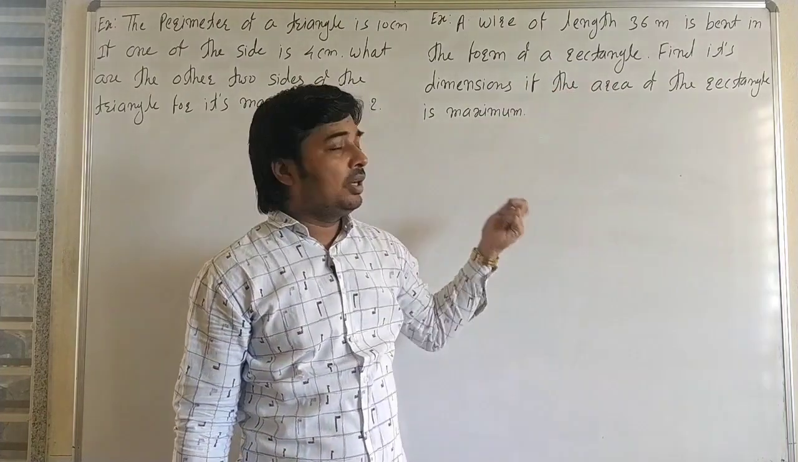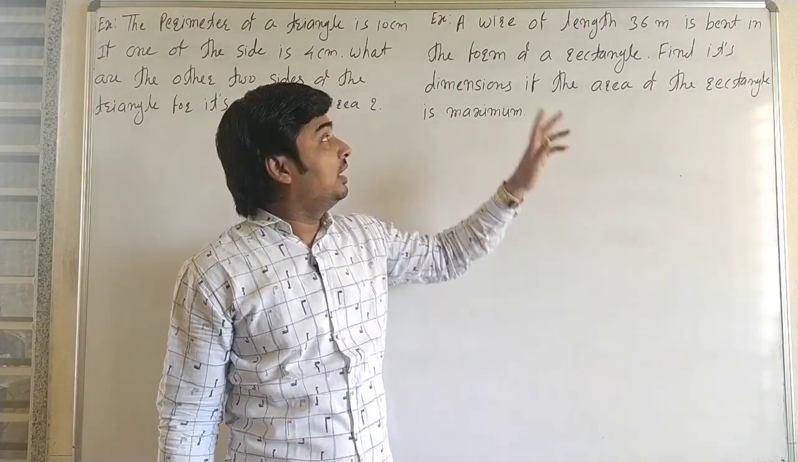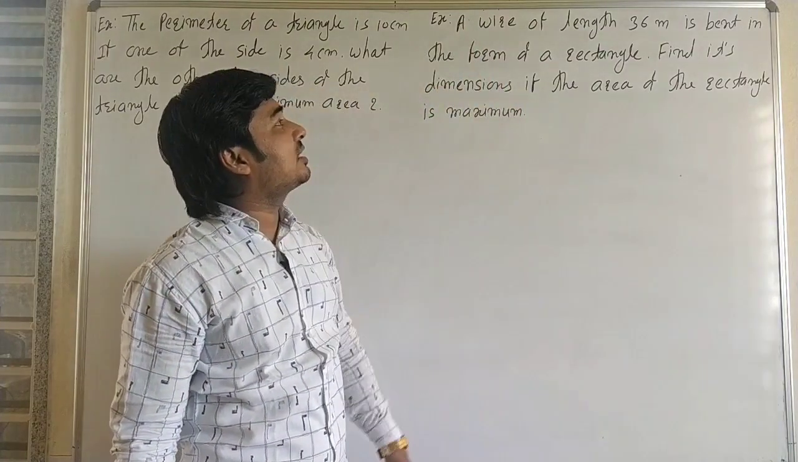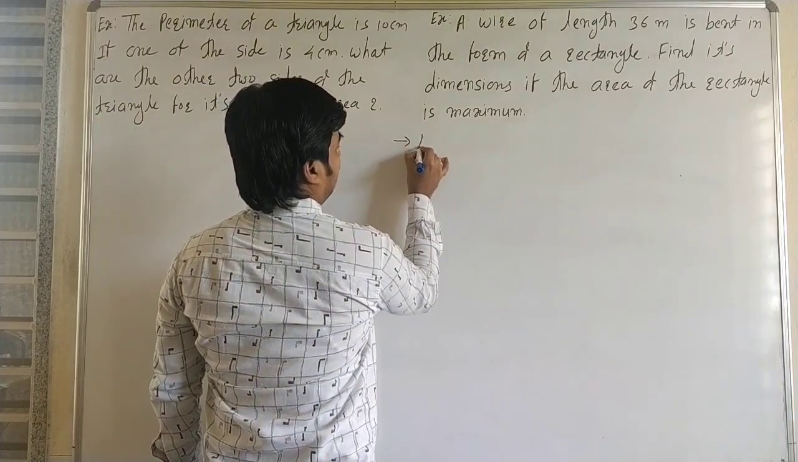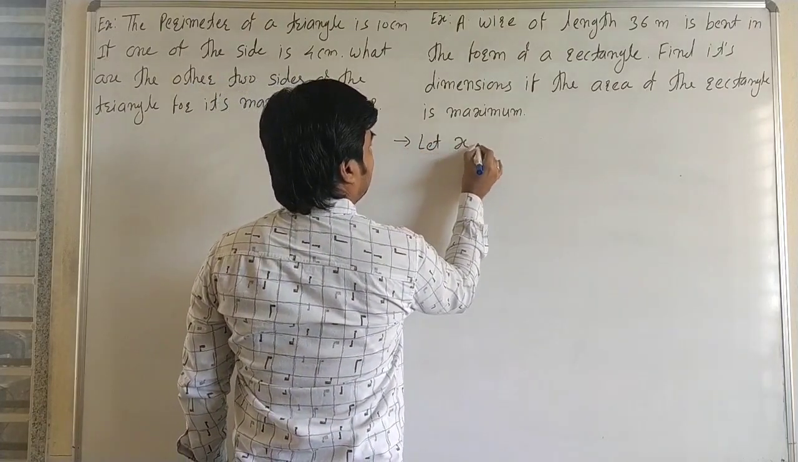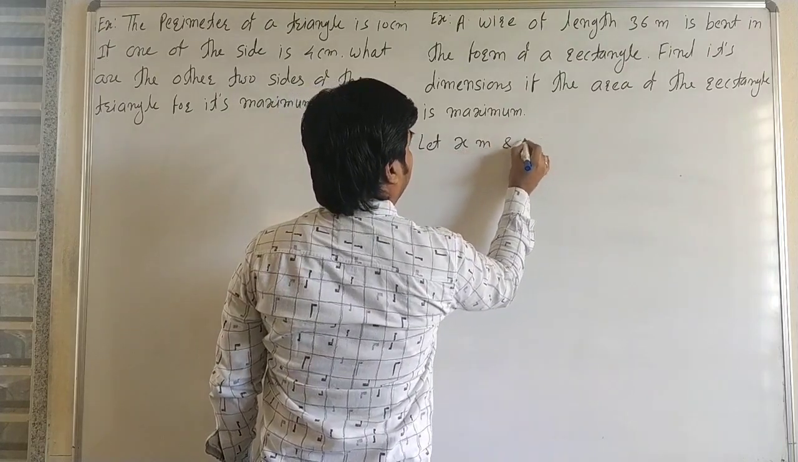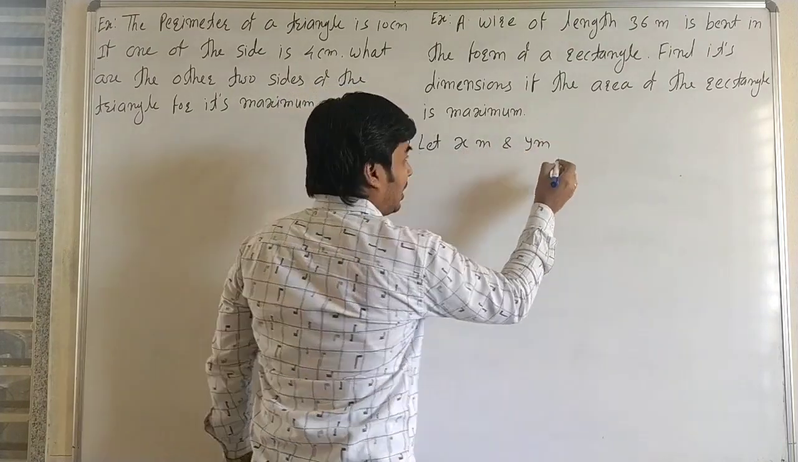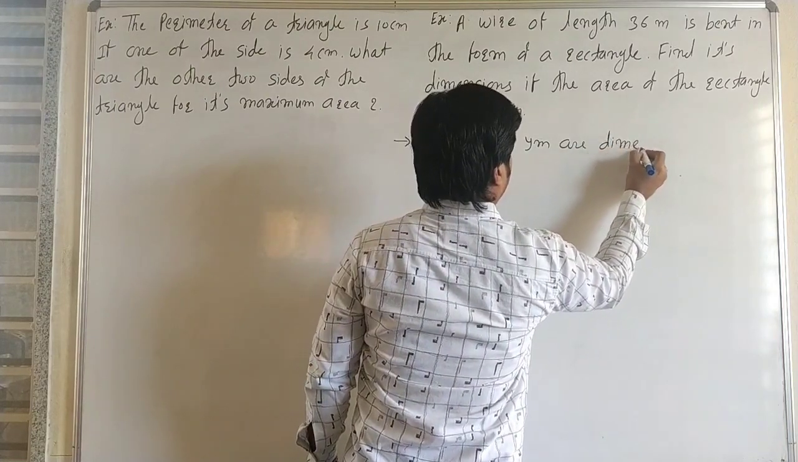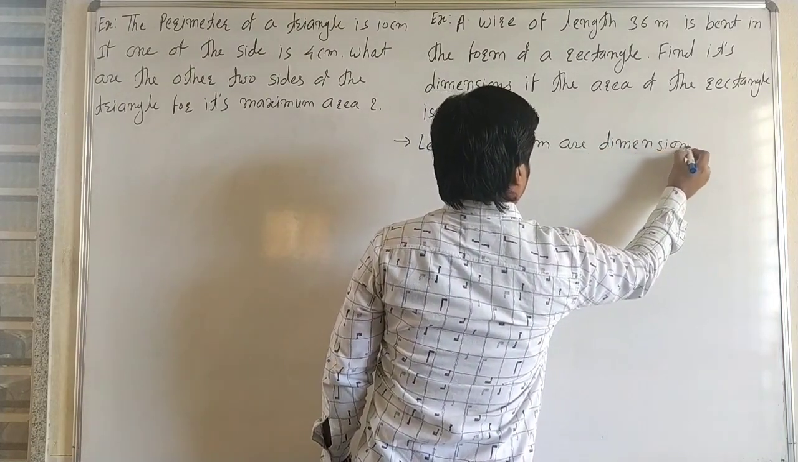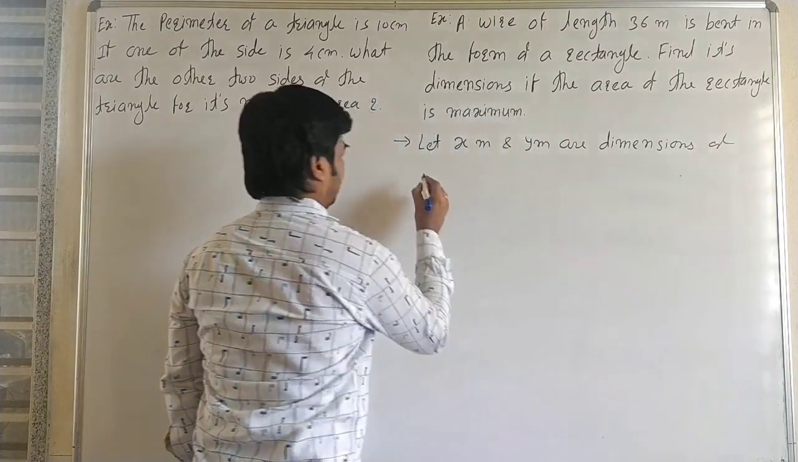Now the area of a rectangle is length into breadth. Therefore the dimensions of the rectangle are considered as x and y. Here let x meter and y meter be the dimensions of the rectangle.